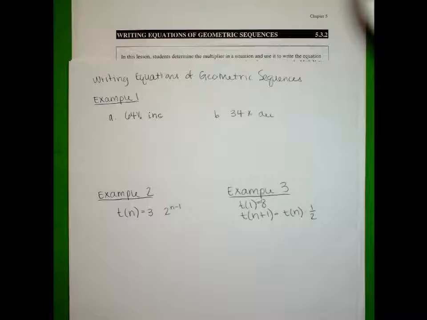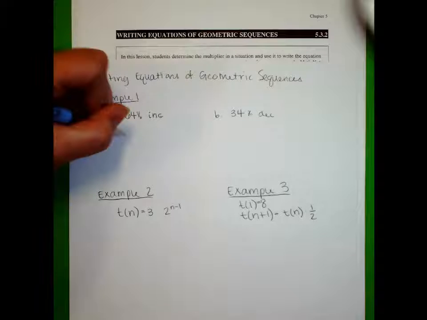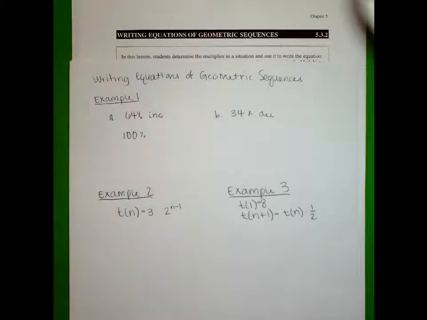Example 1, you were asked to write the multiplier of a sequence that was increasing by 64%. When we are talking about a growth that's increasing or decreasing by a percentage, you always start with 100%. You will always start with 100%. If it increases, you add to that 100%. And if it decreases, you subtract from 100%.